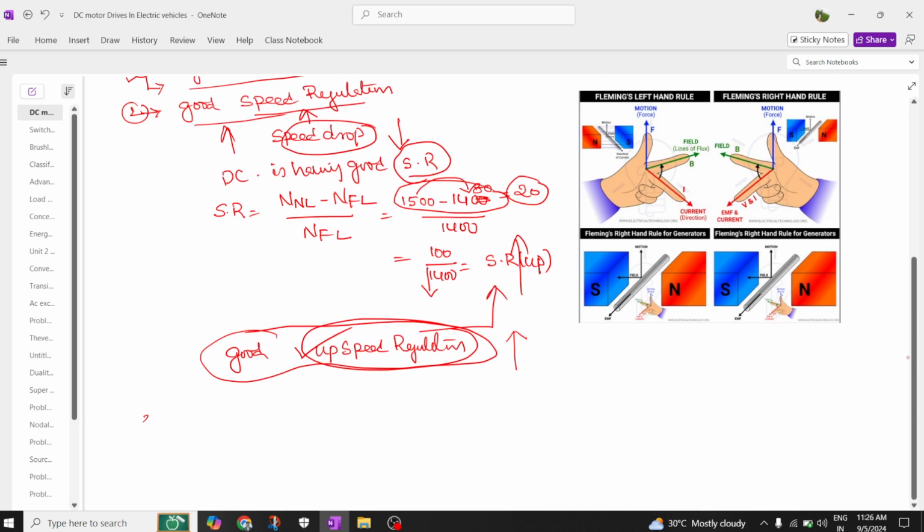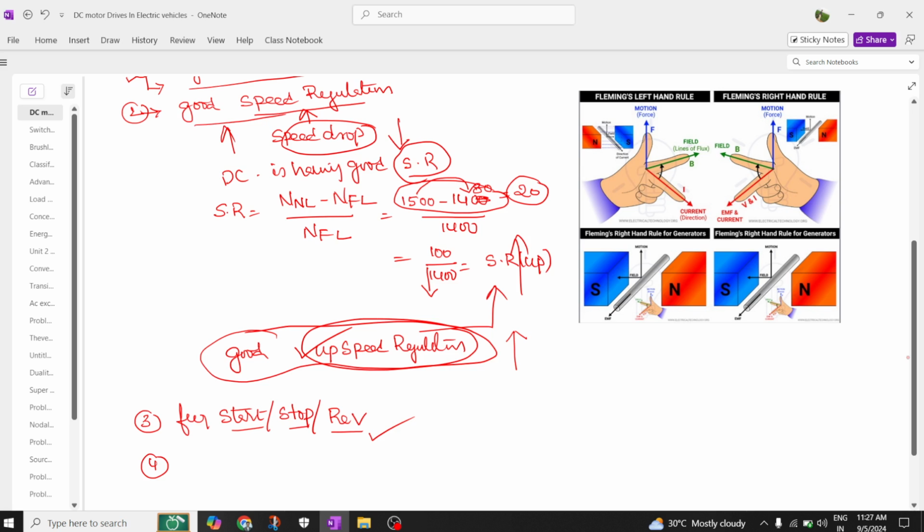The third feature of our DC motor is that we can frequently start and frequently stop a DC motor, and by changing the field winding or armature winding, we can reverse its direction. So frequent start, stop and reverse is possible with DC motor drives. That's why DC motor drives are used in EV applications.